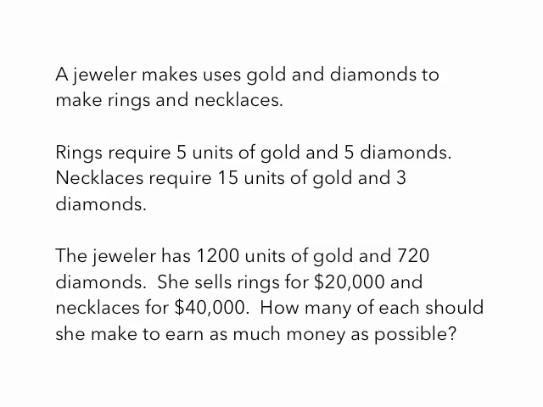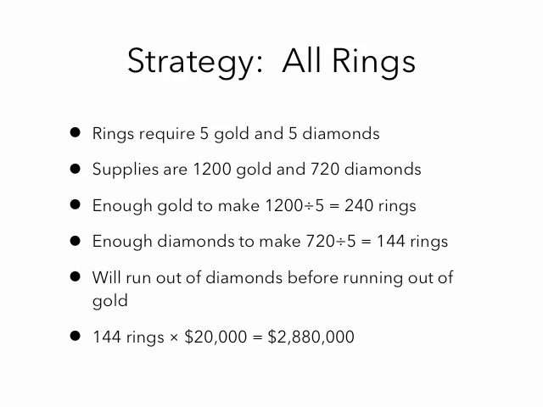So let's just approach this from a trial and error standpoint. One strategy would be to make all rings. Since the rings require 5 gold and 5 diamonds, we could figure out that 1,200 gold can make 1,200 divided by 5, which is 240 rings. The diamonds, 720 divided by 5 diamonds per ring, is 144 rings. So we're going to run out of diamonds at 144, which is a long time before we run out of gold. We have enough gold for 240, but not enough diamonds. So we can make 144 rings times $20,000 is 2.88 million, which is not bad.